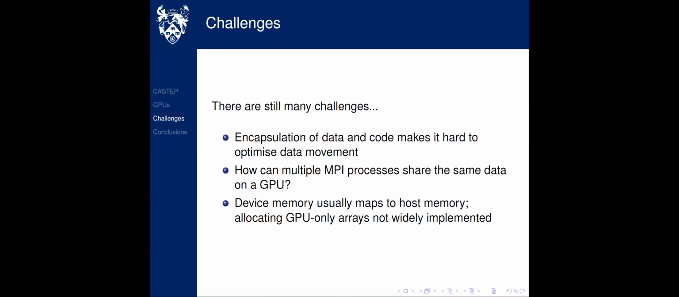Related to this is how can we use the GPU most effectively when we have multiple CPU cores? So I've already shown you 32 cores sharing 4 GPUs. What's the best way to share them?